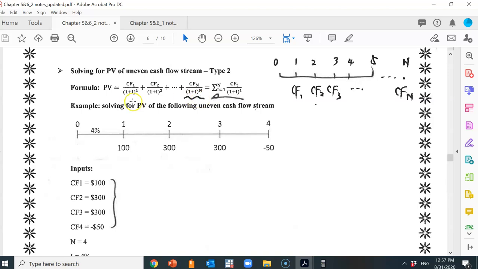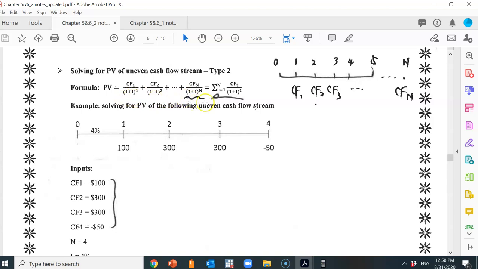Okay? And we add all these numbers up to get the present value of the uneven cash flow. We can also state the same thing using this summation sign. T is from 1 to n, and cash flow T divided by 1 plus interest rate to the power of T. This summation sign means we're using 1 to n to stand for T here and add them up, which is the same as this first item here.